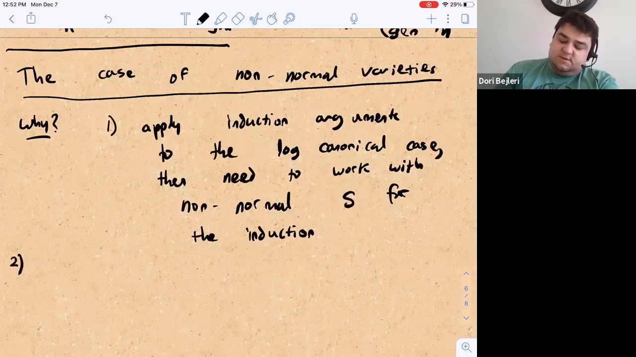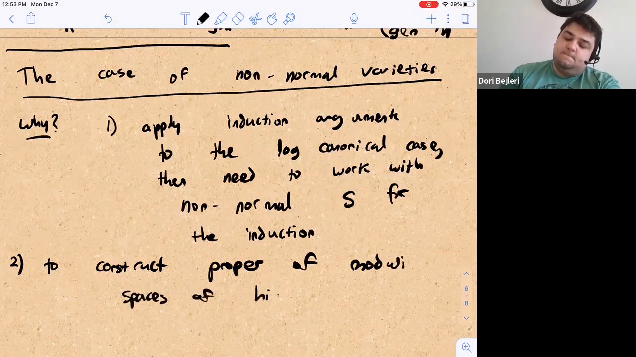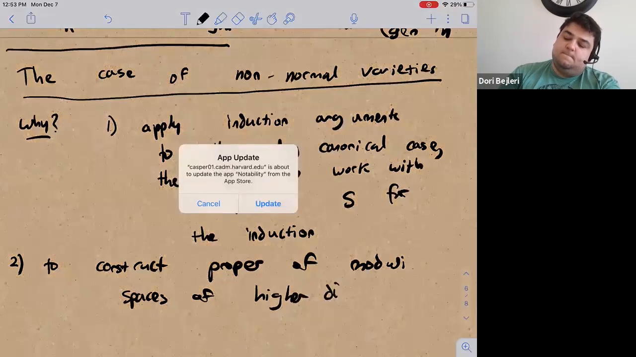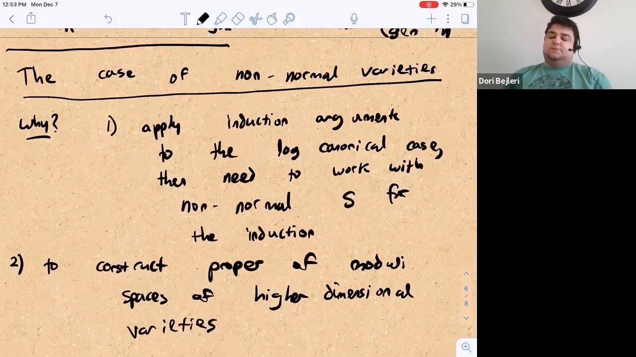And then the second reason, which is actually quite related and which we'll talk about on Wednesday, is to construct proper moduli spaces of varieties. So basically, we'll spend the final class talking about this application 2. Today, we'll set up by saying exactly which type of non-normal varieties we should be looking at.